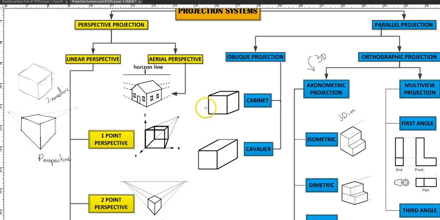And if I were to draw the same cube using oblique projection, it's really simple. I have one of the views, which is maybe the front view, and all I do is give it depth, and all the lines are running parallel to each other. Alright, isometric projection, running parallel to each other.